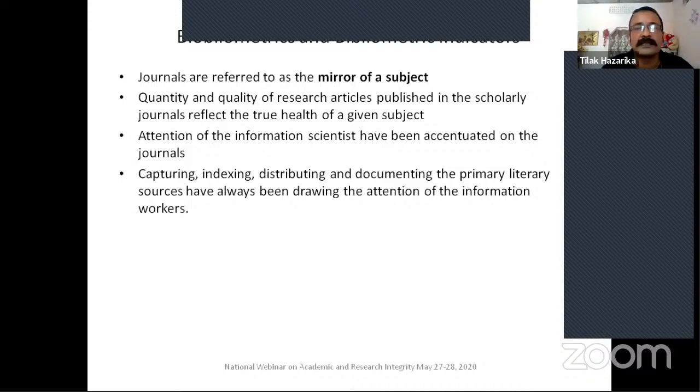Capturing, indexing, and distributing documents of primary literary sources have always drawn the attention of information sources. In this context, how we can find the best quality indexed literature, how we can distribute and aggregate it properly, are very relevant questions that are now being resolved and managed by very well managed databases, as well as a very well managed distribution paradigm. So we can get access to that literature, and beyond quantity and quality, relevance is the most important matter while accessing scholarly literature in one's discourse.